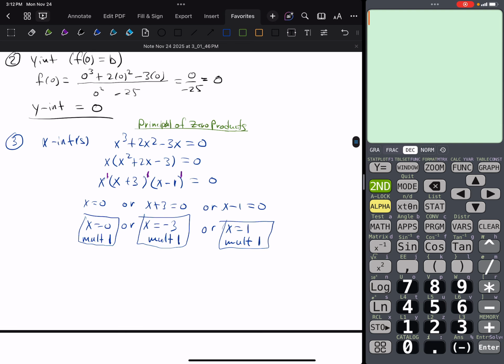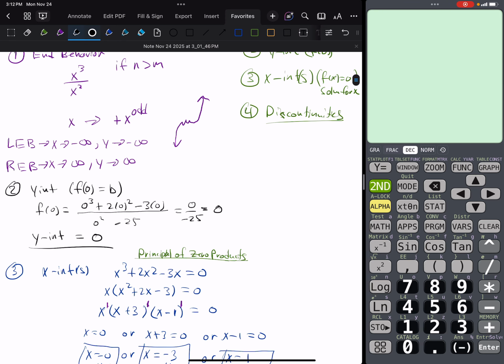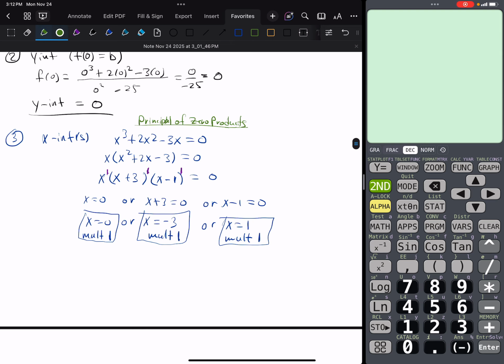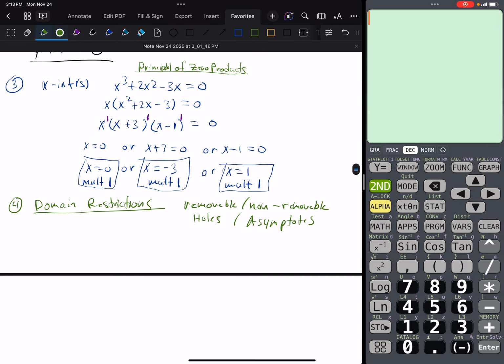Okay, and so now we need to think about 4. All right, 4 with my domain restrictions. Thinking holes and asymptotes, removable or non-removable. So removable or non-removable, which are holes or asymptotes. Okay.